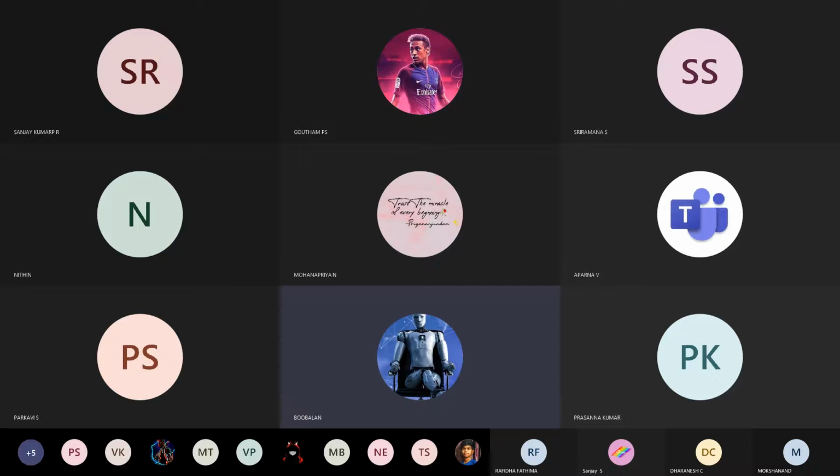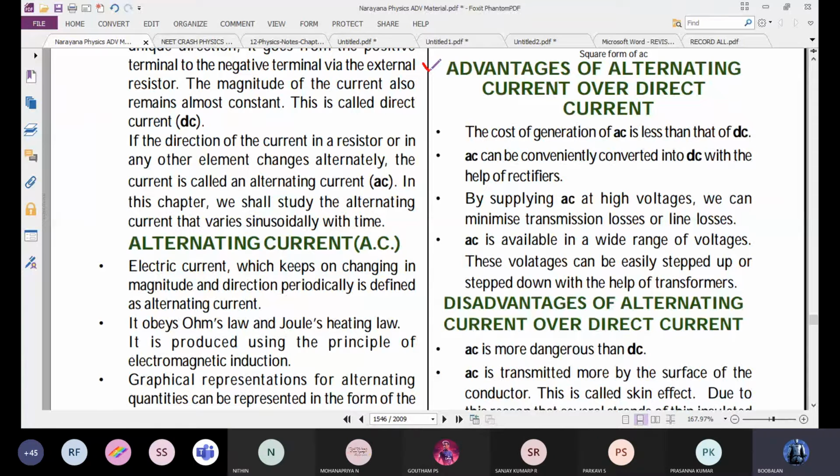Key point, please note it. The advantages of alternating current over direct current.